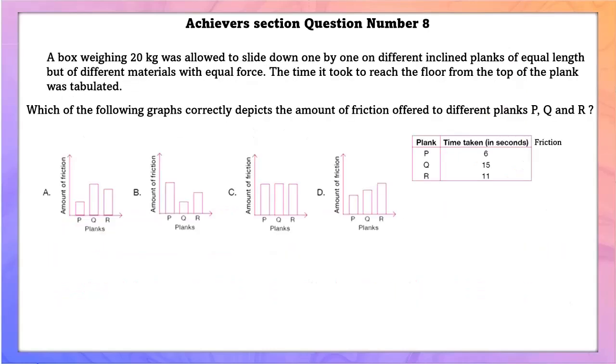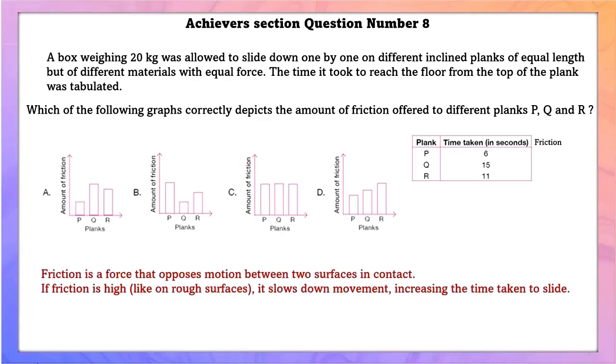Achiever section question number 8. A box weighing 20 kgs was allowed to slide down one by one on different inclined planes of equal length, but of different materials with equal force. The time it took to reach the floor from the top of the plank was tabulated. Which of the following graphs correctly depicts the amount of friction offered to different planks P, Q, and R?